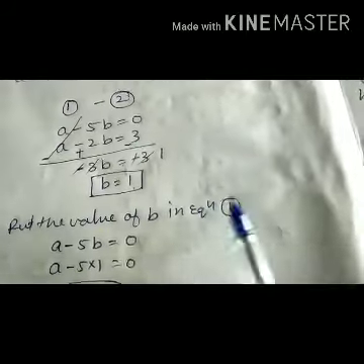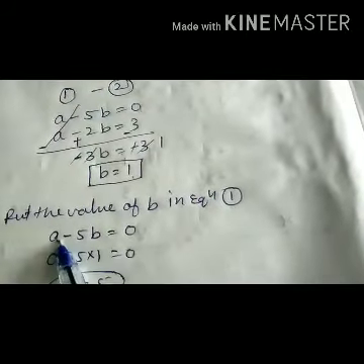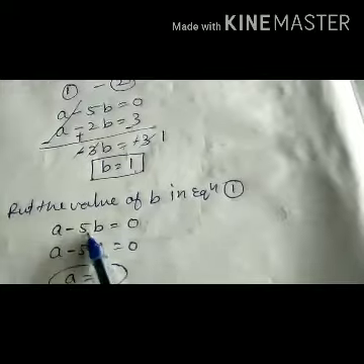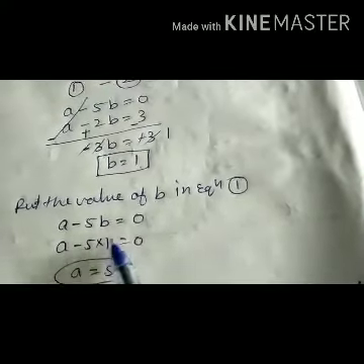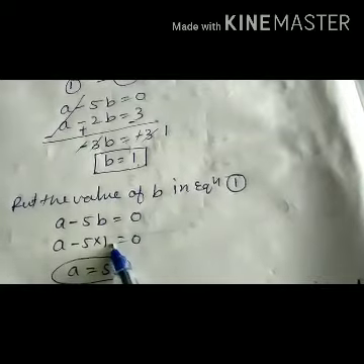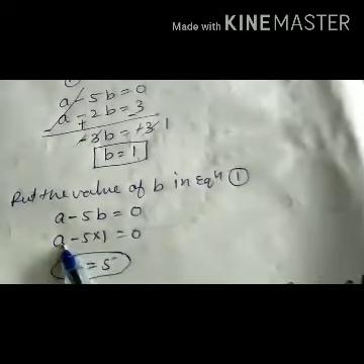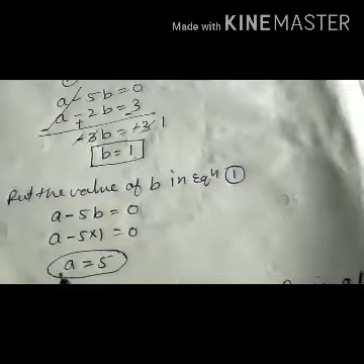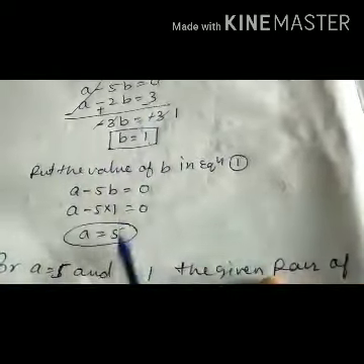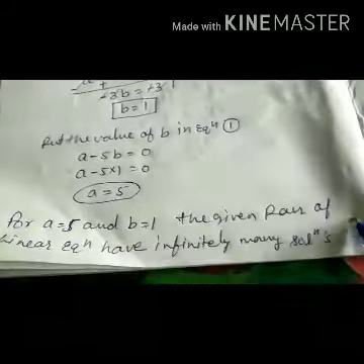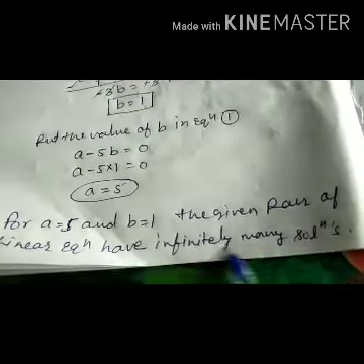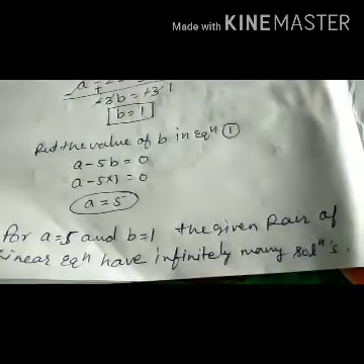So put the value of b in equation number 1. Equation number 1 we have a minus 5b is equal to 0. A minus 5 into the value of b, that is 1. 5 1s are 5. A minus 5 is equal to 0, or a is equal to 5. So the value of b we have 1 and the value of a we have 5. So for a equal to 5 and b equal to 1, the given pair of linear equations have infinitely many solutions. Okay students.